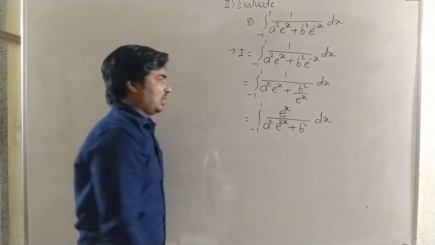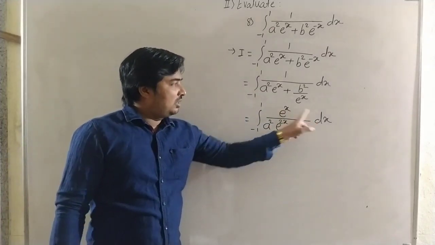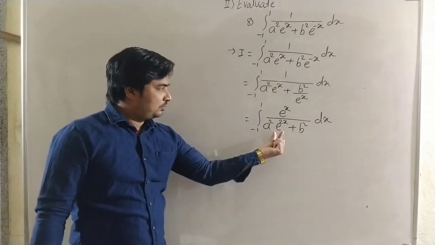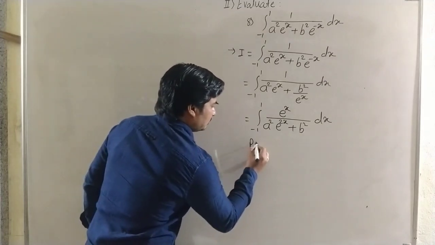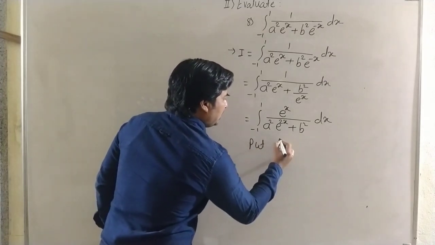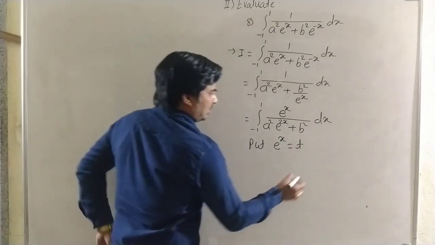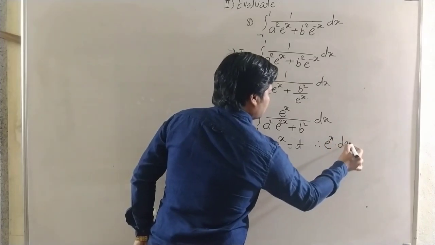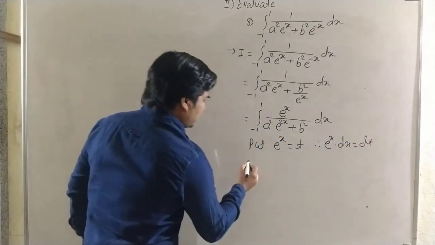See carefully this calculation. Here we use the substitution: e raised to x is the multiple of dx, and e raised to x is the derivative of e raised to x. Now put e raised to x equal to t. Therefore we can directly write e^x dx is equal to dt.